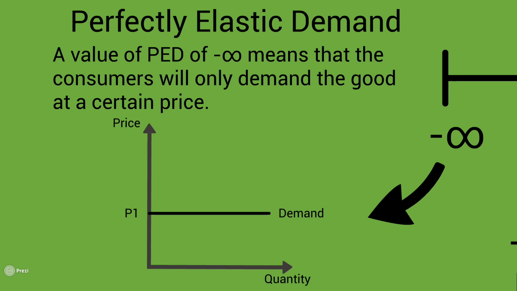Suppose that the supply curve in the market was S1. This would lead to an equilibrium with a price of P1 and a quantity demanded of Q1. If the supply curve was to shift outwards from S1 to S2, this would lead to a greater quantity being demanded in the market, but the price in the market would still be P1.